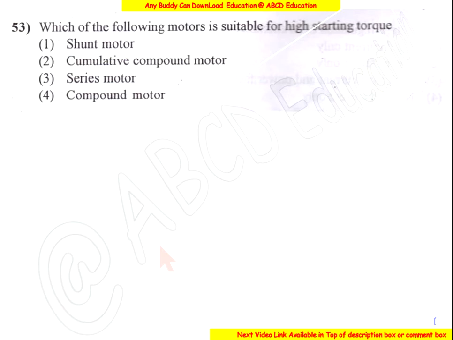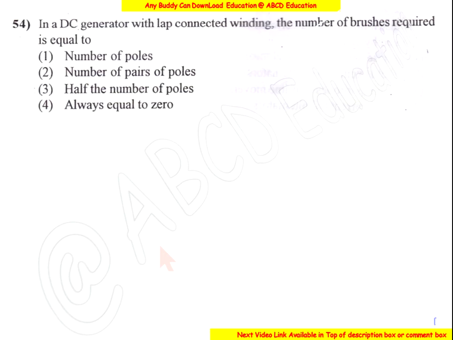Which of the following motors is suitable for high starting torque? We know that in the series motor, the series field is in series with the armature current, the load current. So the torque is directly proportional to the square of the armature current. So it produces very high starting torque for high load. So the series motor is used for high starting torque. So the answer is third. Now come to question number 54.